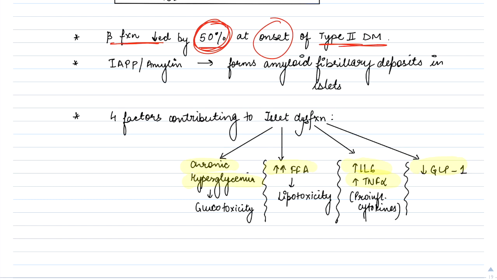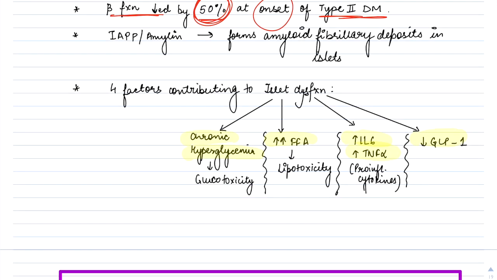Also, the beta cells generate islet amyloid polypeptide, or amylin, that is responsible for the formation of amyloid fibrillary deposits in the pancreas, and is also responsible for the overall decrease in the beta cell mass.